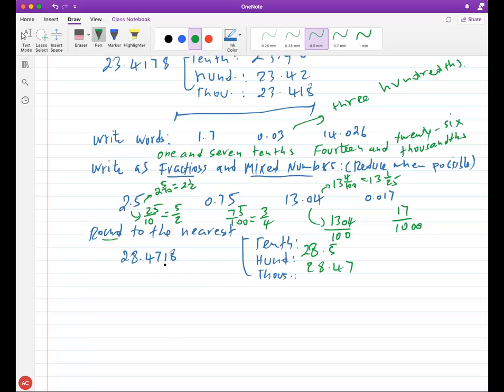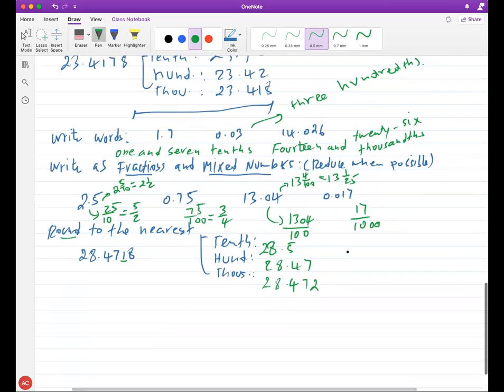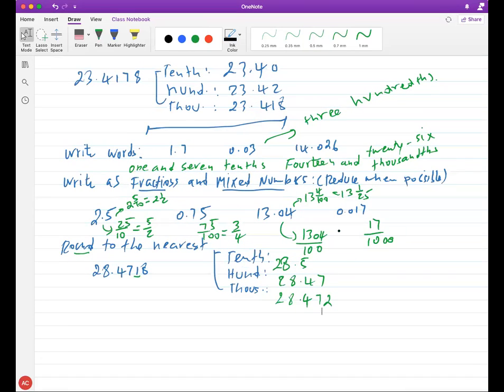Finally, the thousandths. This is in the thousandths position. And are we adding 1 to this? Yes. That's right, 4, 7. And this turns into 2 and we ignore the 8. And that's basically your introduction to decimals.